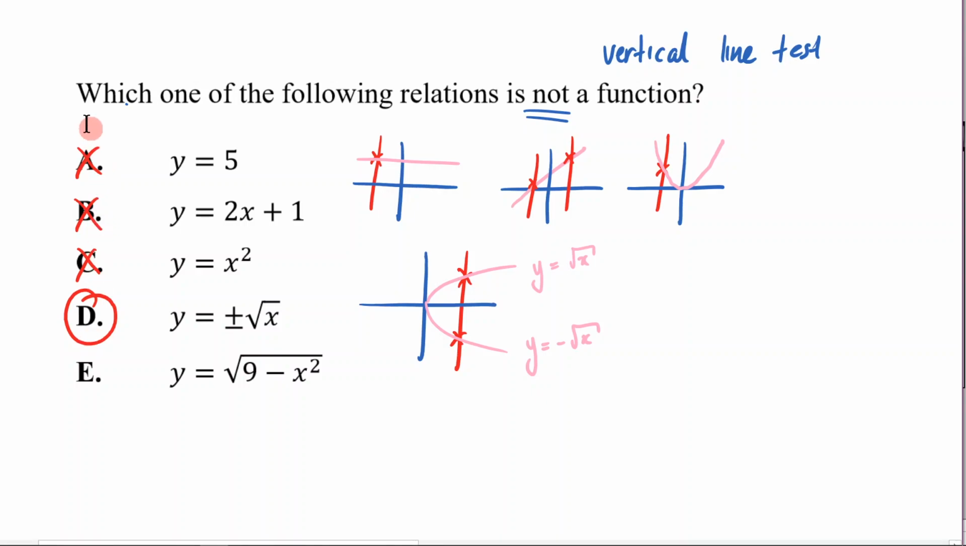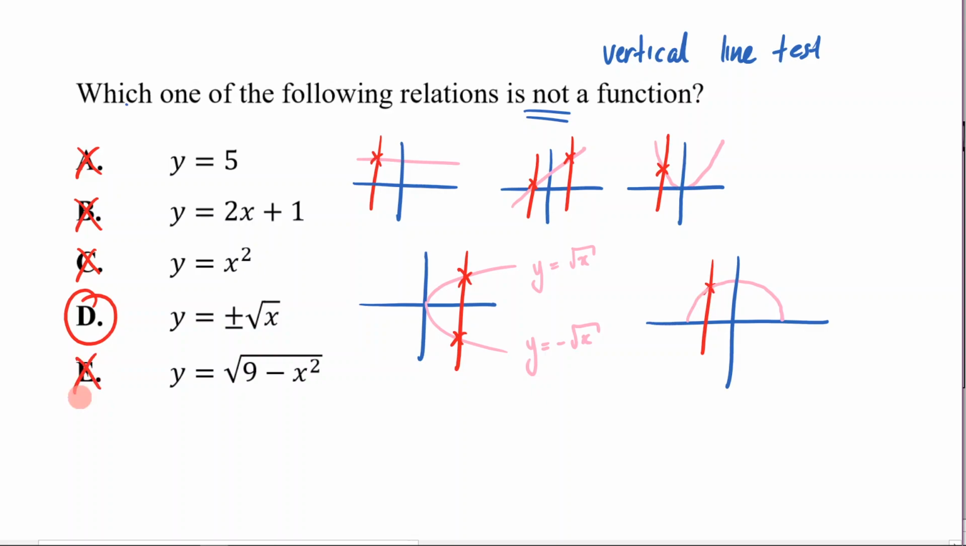The last one, let's just do for completeness' sake, and that is E. And we know that that's going to be a semicircle. So if we were to quickly give this a sketch, we know it's going to look something like this. And sure enough, if we were to draw a vertical line anywhere through this, we're only ever going to touch it once, which means it is a function. So we're going to cross that out as well. So D is our answer.